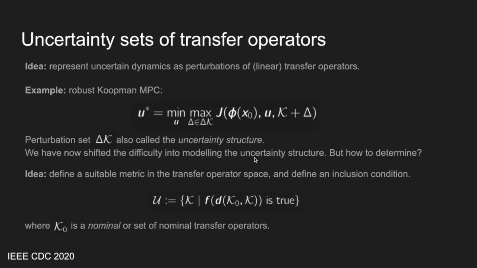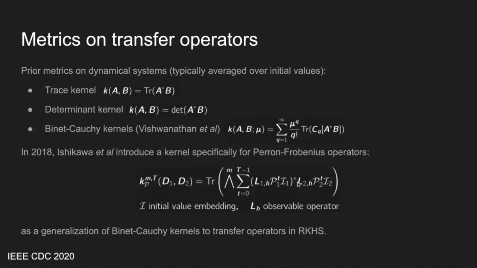To define this delta, we'll start by moving to a generic metric space of transfer operators. We'll say that in general, our uncertainty set is going to be defined by a nominal Koopman operator K naught, along with all possible operators K which satisfy some inclusion condition according to the metric. And this moves us to the second question, which is what is a good metric over transfer operators? And this is at the heart of our method.